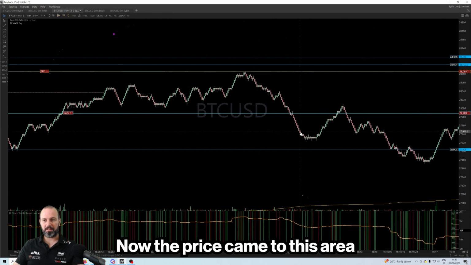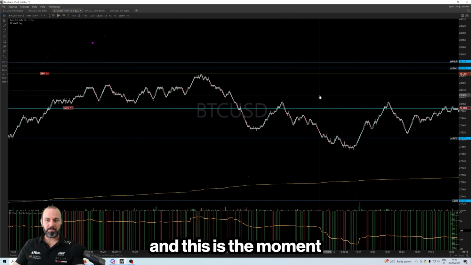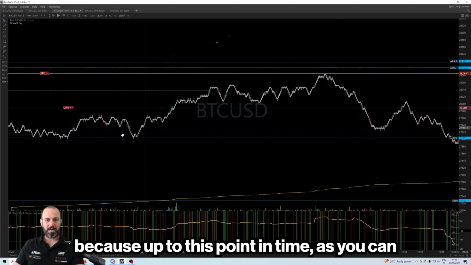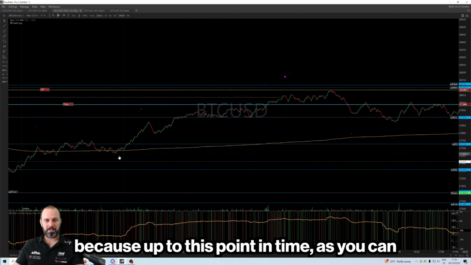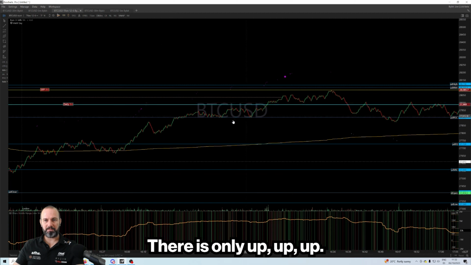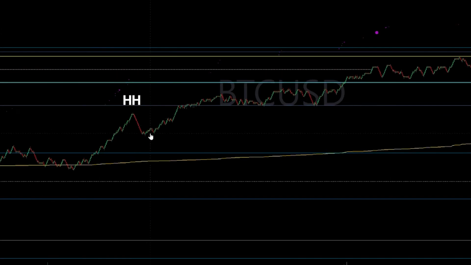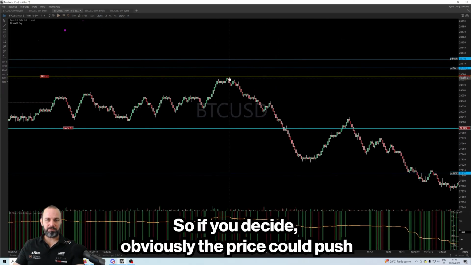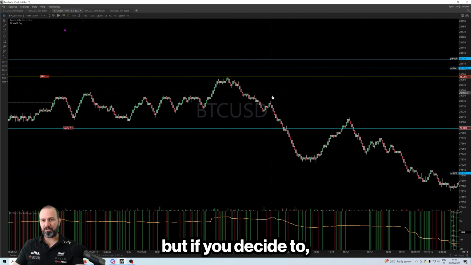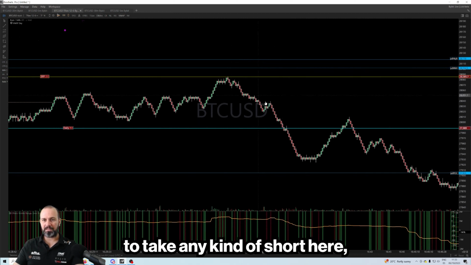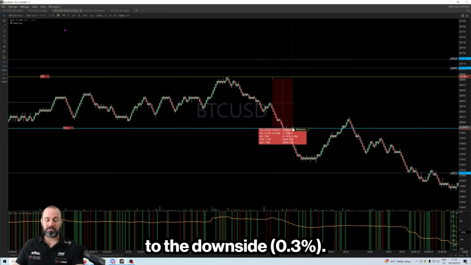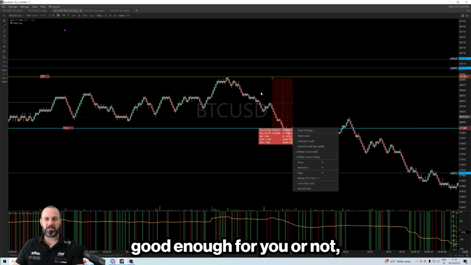Now the price comes to this area, and this is the moment when you need to pay attention to what the market structure is doing, because up to this point in time, as you can see, there is only higher high, higher low, higher high, higher low, and so on. So there is no real reason to short in this situation. If you decide to take any kind of short here, check what's going on at this daily, right? Because this is the target to the downside, 0.3. Really depends if that's good enough for you or not.